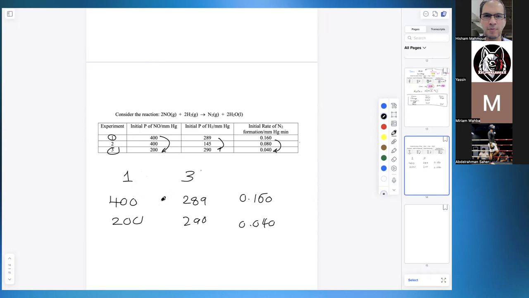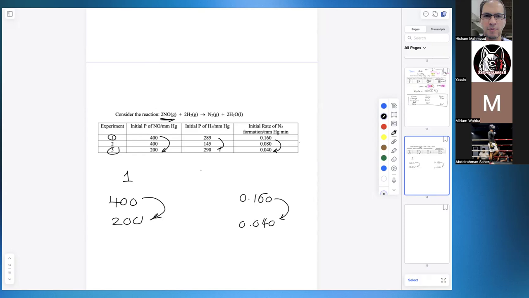You said you deleted this one, Mr. Yes, I deleted this one. I need to know what happened when you changed the concentration of NO from 400 into 200. The rate of the reaction has changed from 0.160 into 0.040. Can I depend on this only, Miriam? Can I depend on this only or I can't? I cannot, Mr. Unfortunately, I cannot.